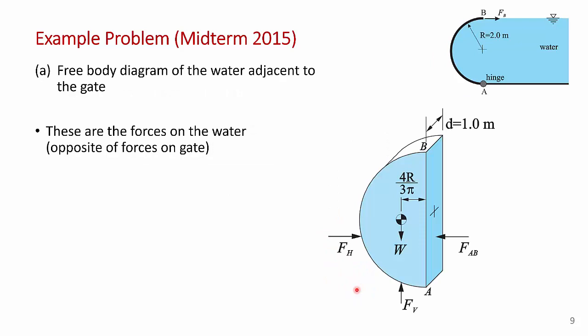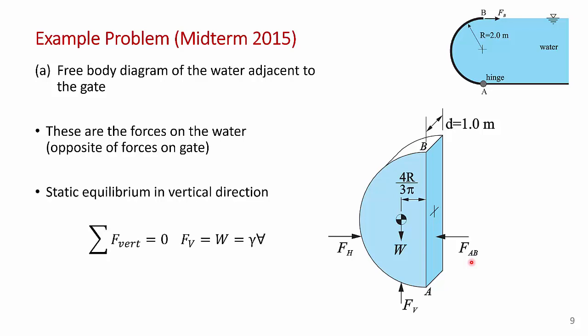In all of these problems, we start by drawing a free body diagram of the water adjacent to the gate. So I've picked this little semicircle of water here, and I've redrawn it down here, and I've put on the forces. You've got the weight, you've got the vertical force, which is the force of the gate on the water. You've got the force of the gate on the water in the horizontal direction. And then this face here, AB, because we've cut this piece of water out and isolated it, would have a hydrostatic pressure distribution on it, and this is the hydrostatic force on surface AB. And of course, we want to keep in mind that the forces shown in this diagram are the opposite of what we're looking for. We're looking for the force of the water on the gate, whereas this diagram shows the forces of the gate on the water.